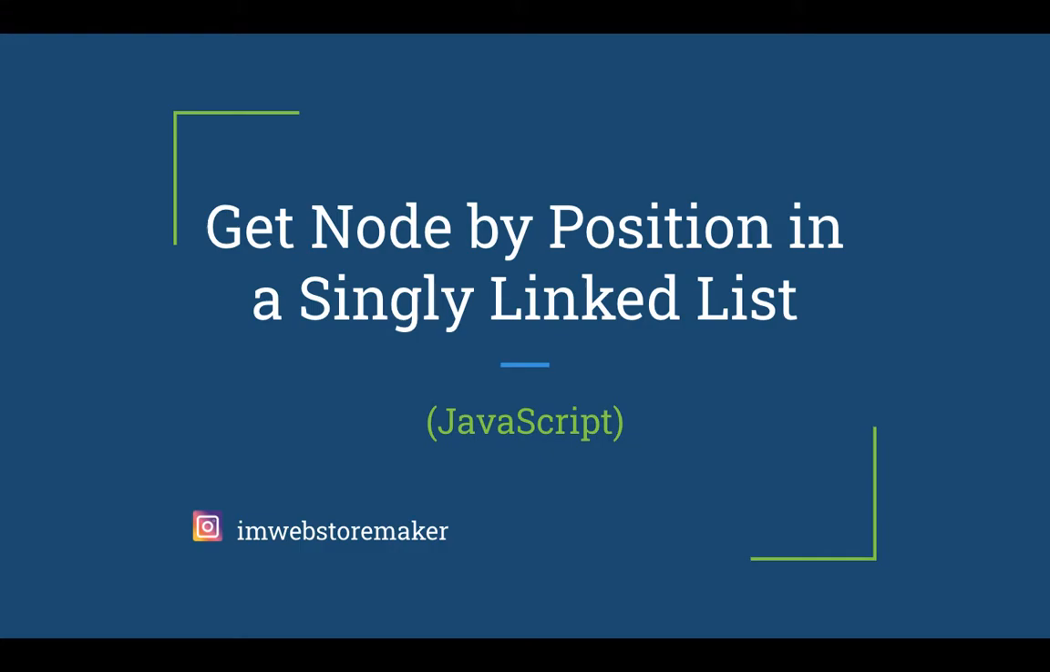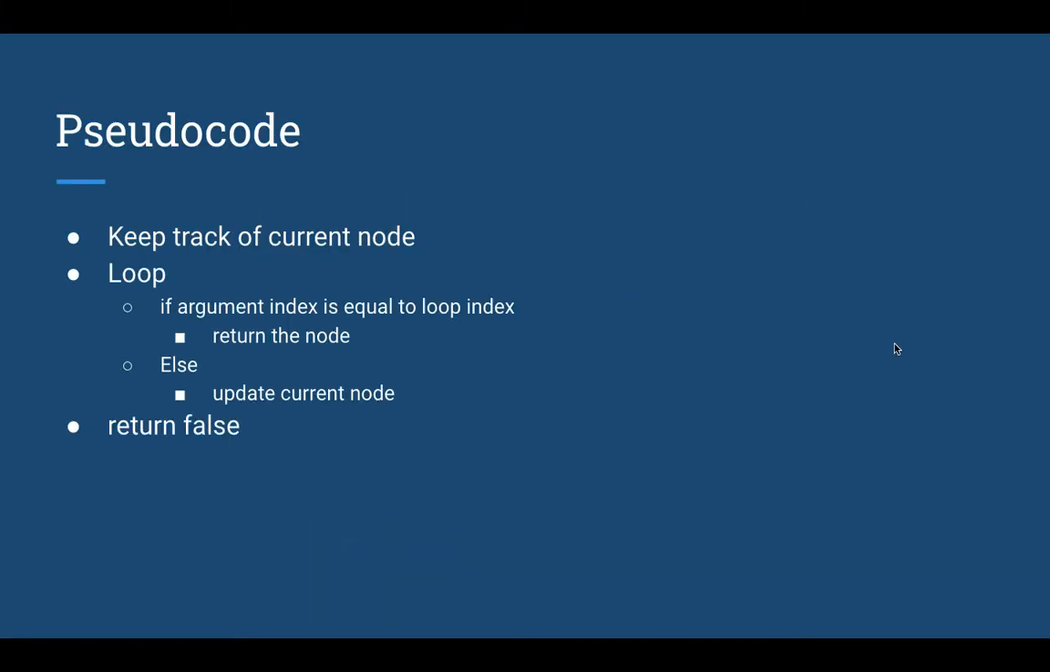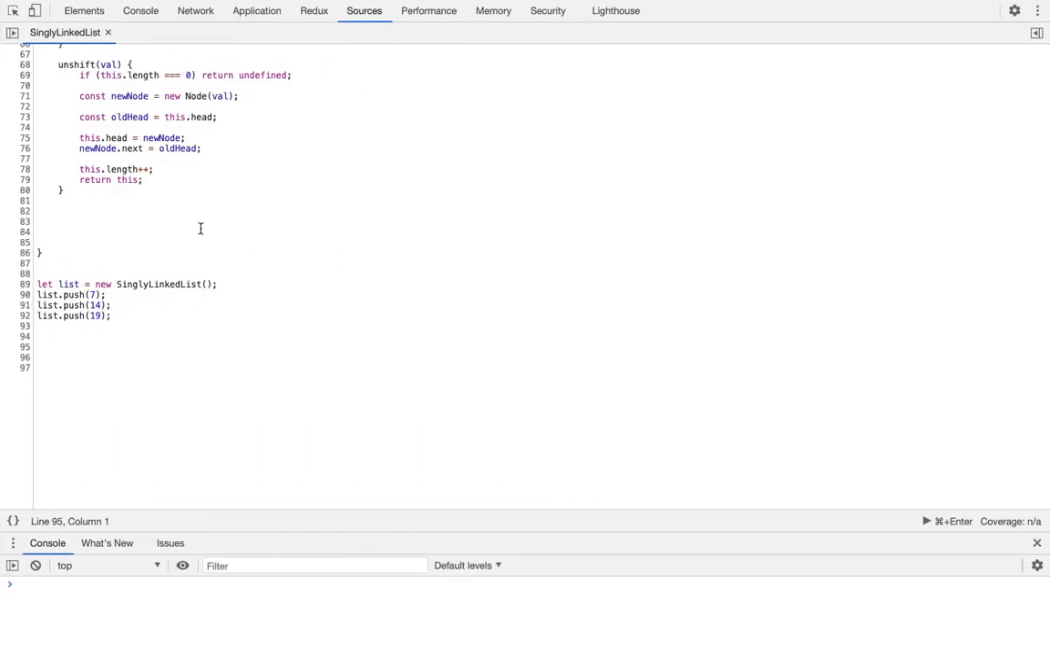In this video, I'm going to show you how to get a node by its position in a singly linked list. To get started, I'm going to set up our method name, and we're going to call it get. Get will take in an argument, and that argument will be the index, the location within our list that we want to grab the node from.